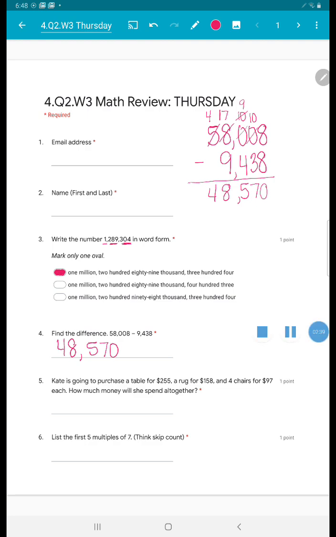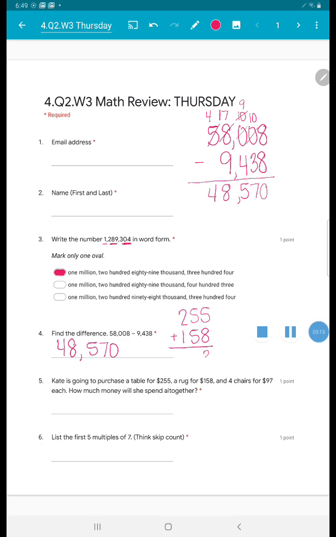The next question says, Kate is going to purchase a table for $255, a rug for $158, and 4 chairs for $97 each. How much money will she spend altogether? So I know if she's purchasing all of those things, I'm going to need to add them up. So the table is $255. The rug is $158. I'm going to add those two amounts together first.